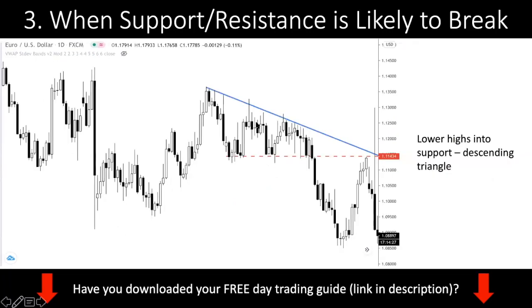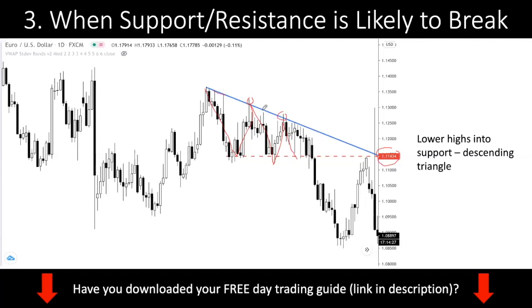Okay, now this is the second example that I have for you. Lower highs into support. Okay, this is the opposite. This is a descending triangle. So you have a support over here, 1.11434. Okay, and then you have the down, up, down, up, down. Okay, so this high and this high, this is a lower high. This is a high, this is a lower high. Okay, so you have a series of lower highs into support.